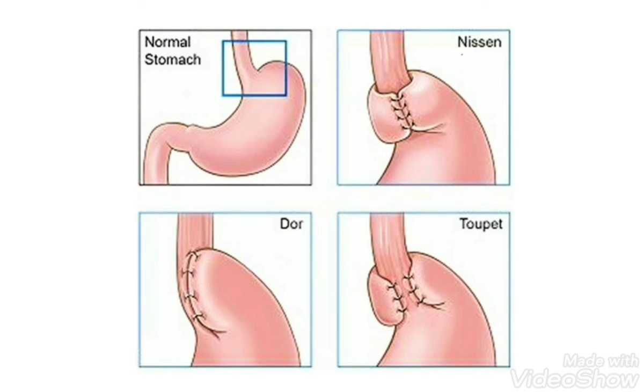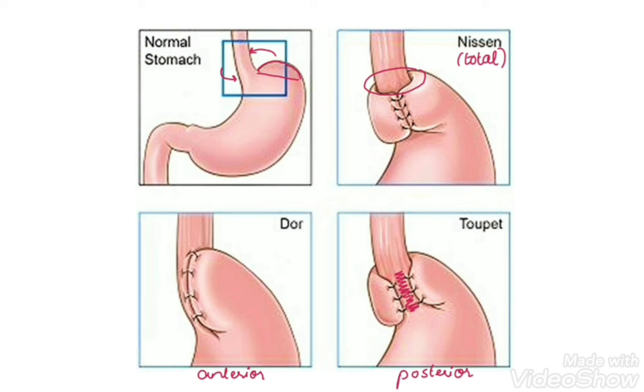The diagram shows how the fundus is wrapped around completely in Nissen, also called total fundoplication, and Dor, a partial fundoplication but done anteriorly, and Toppet, a partial fundoplication but done from the posterior aspect of the esophagus. In both Dor and Toppet, these partial fundoplications leave some part of the esophagus unwrapped, and they are preferred over Nissen.